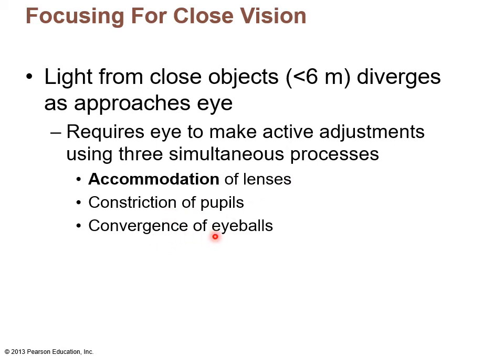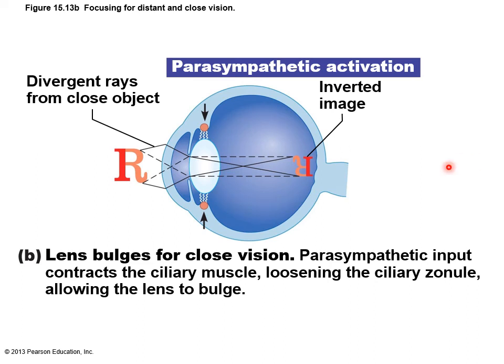And the eyeballs converge. It's like when you bring your finger close to your eyes, they look like they're crossed because they're convergent. They're getting closer to the middle. So those are the three things that have to happen to accommodate for close vision. This is looking at focusing on things close up, and this is what's going on with the eye.